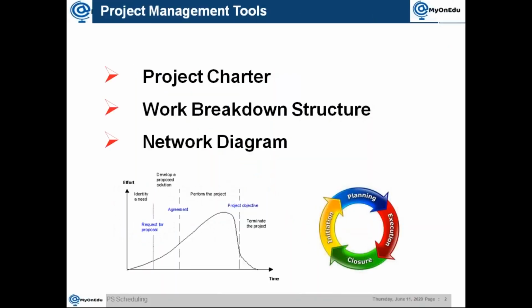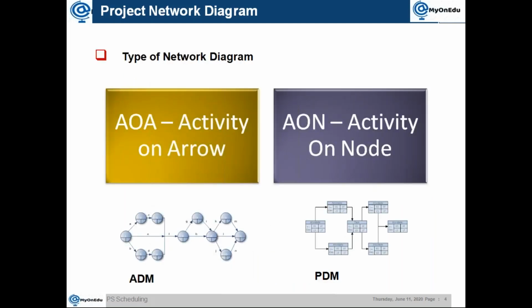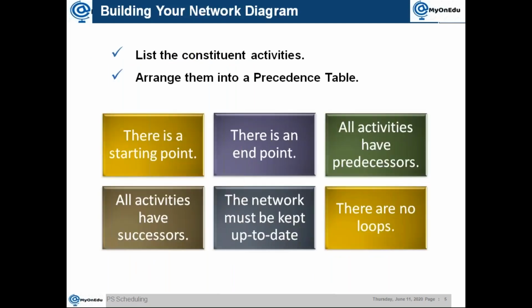Okay. As we know, these are the main project management tools we are using: the project charter, or you can say document, then the work breakdown structure, then the network diagram. Again, we have seen this project network diagram. It's a pictorial representation. In the previous class we discussed these two types of network, AOA, activity on arrow, and AON, activity on node. Also we said they have different names: ADM, arrow diagram method, or PDM, precedence diagram method.